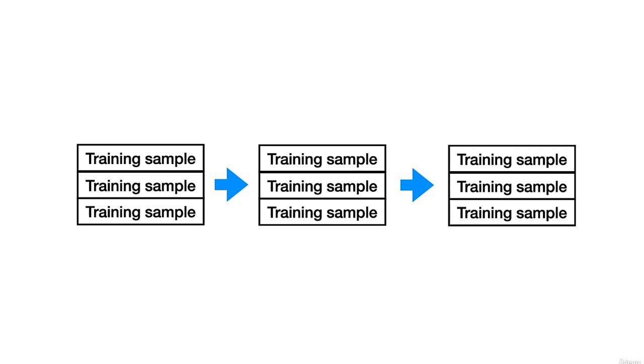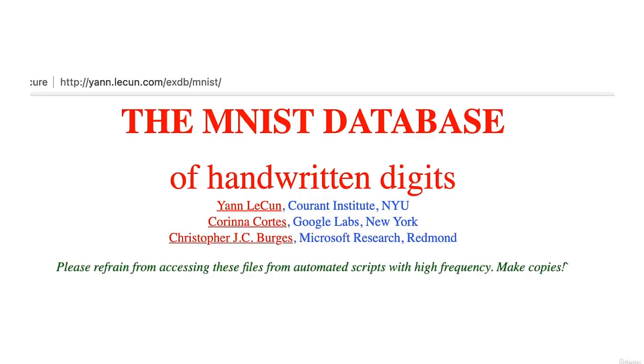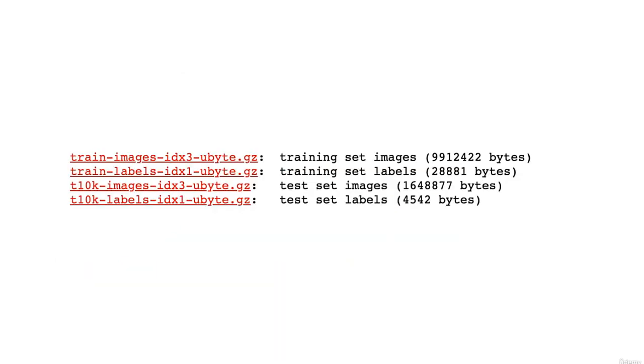How do we prepare our training set for mini-batch gradient descent? The first thing we need is the training and test data. Here you see the official website that has the database. The database is made available under Creative Commons terms and users are encouraged to make copies of the files. Here you see those files. There are 4 gzipped files with 60,000 training samples and 10,000 test samples. The image data and labels are stored in separate files.